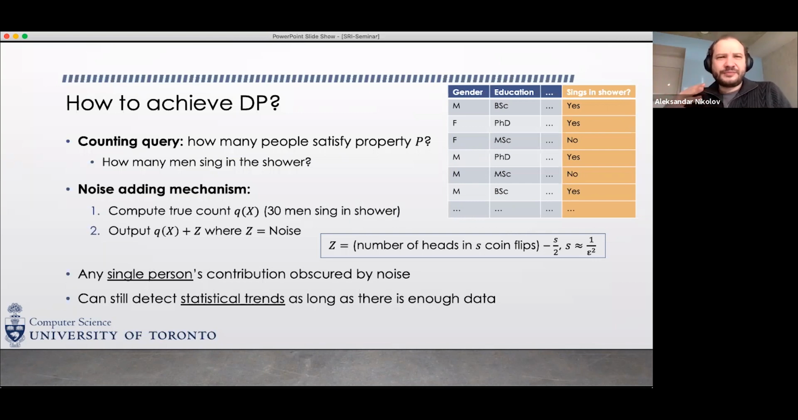But the attacker will not really be able to distinguish what's random noise and what's the information about this one person that they're trying to find something out about. Okay, so the noise successfully obscures the data of a single person. This does satisfy differential privacy.